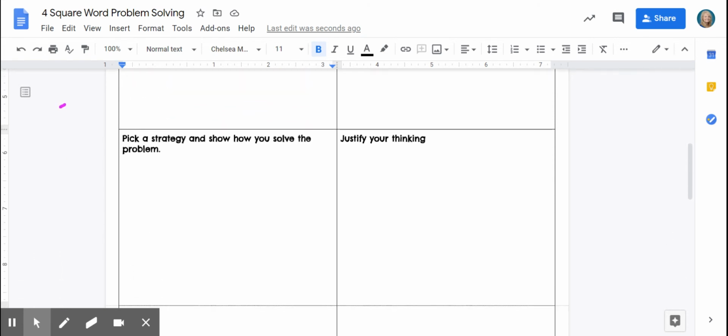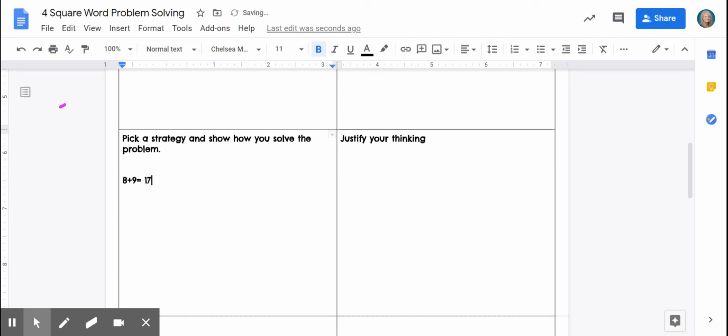Okay, so then down here, you're going to show me your work. So pick a strategy and show how you solve the problem. All right, so I might type in here 8 plus 9 is my first strategy. Well, that's a near double and it's close to 10. So I'm going to think about my double. 8 plus 8 is 16. So 8 plus 9 is 17.